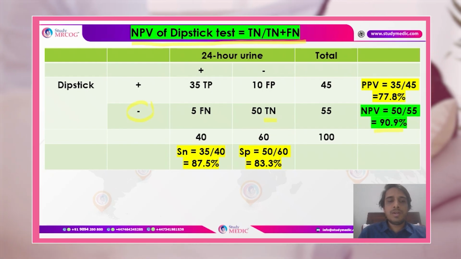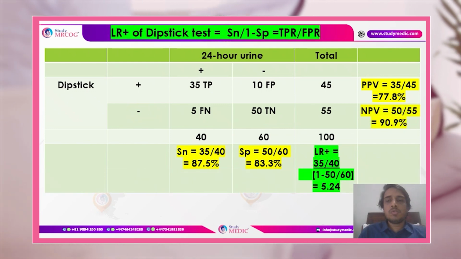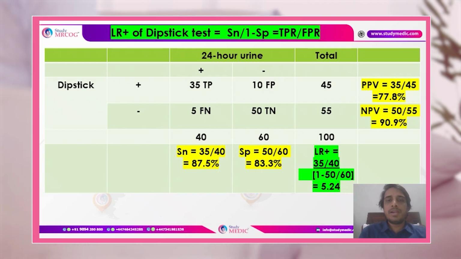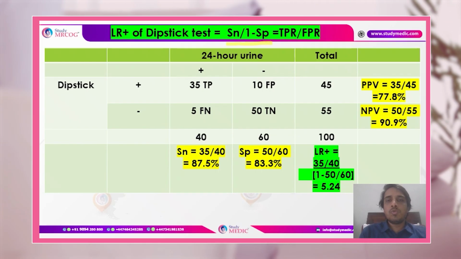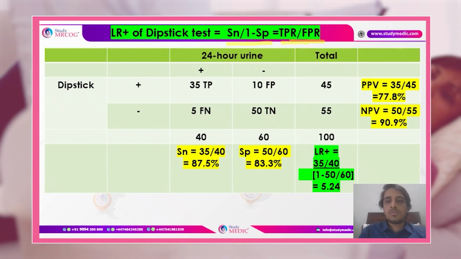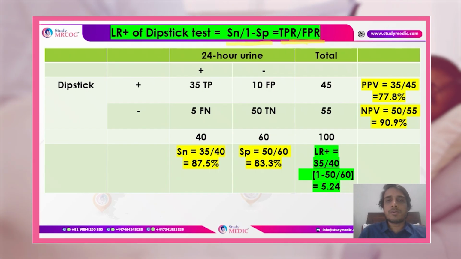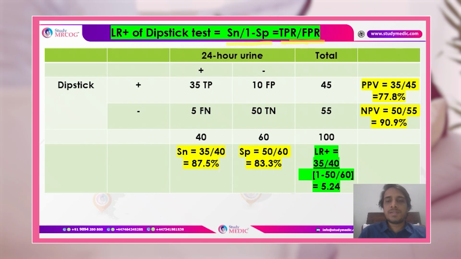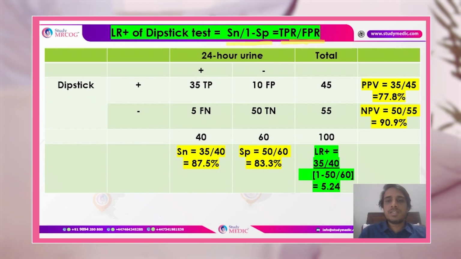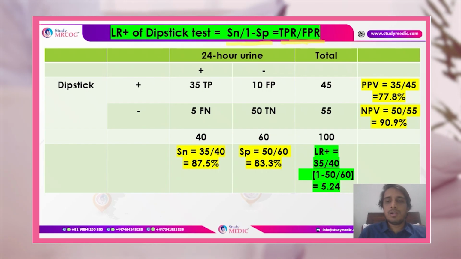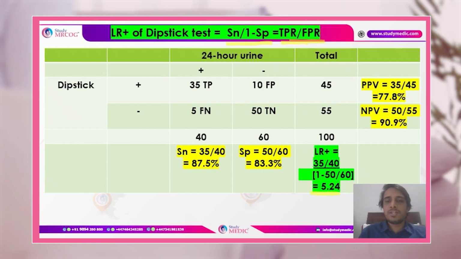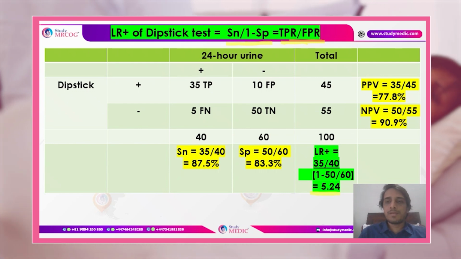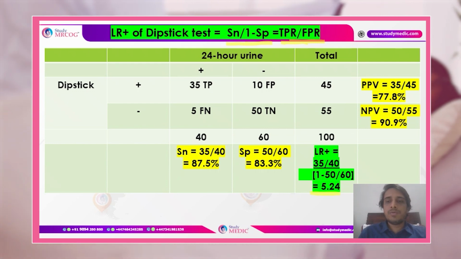Now let us see the positive likelihood ratio. Positive likelihood ratio is sensitivity divided by 1 minus specificity, or true positive rate by false positive rate. So sensitivity is 35 by 40, divided by 1 minus specificity. 1 minus specificity is 10 by 60. When we solve, we get a likelihood ratio of 5.24. Not a great diagnostically accurate test, but okay. If the likelihood ratio were more than 10, it would have been a very good discriminatory test.